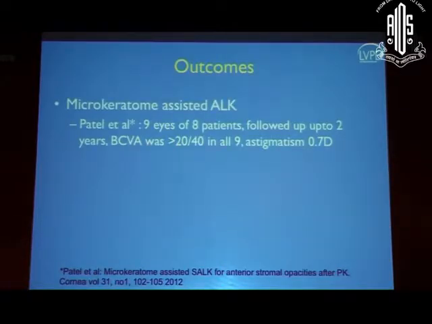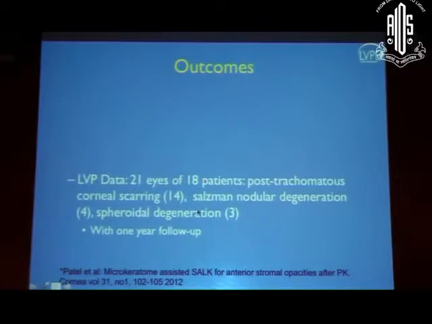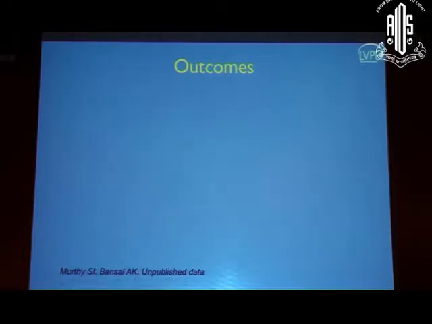So we designed the study I was going to present about our cases, pretty similar to the technique described by Patel et al., in which they had 9 eyes of 8 patients who they followed up for 2 years. Based on this, we selected 21 eyes of 18 patients, and the majority of these patients' indications were post-stroke trachomatic corneal scarring, and there were 4 cases of Salzmann nodular degeneration, and 3 patients with spheroidal degeneration. We had many more eyes which underwent ALTK, but we didn't include them in the analysis because they had less than 1 year follow-up, or they were lost to follow-up.